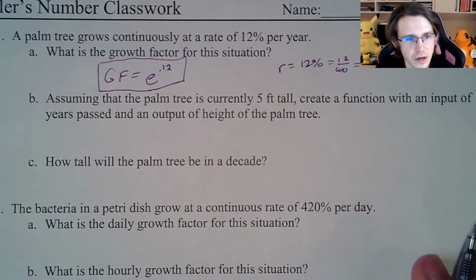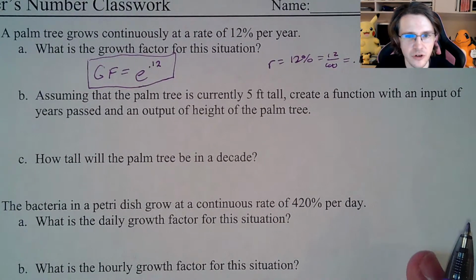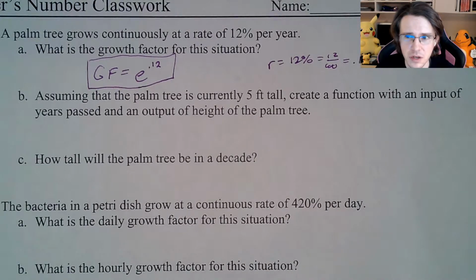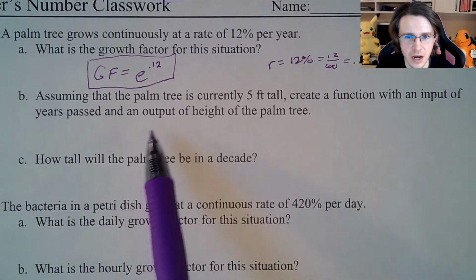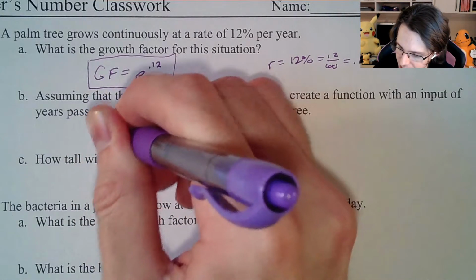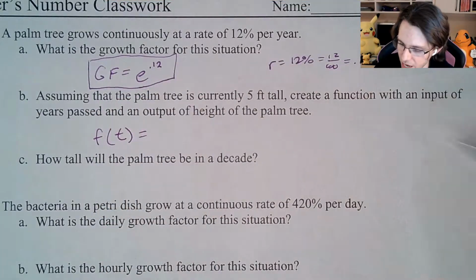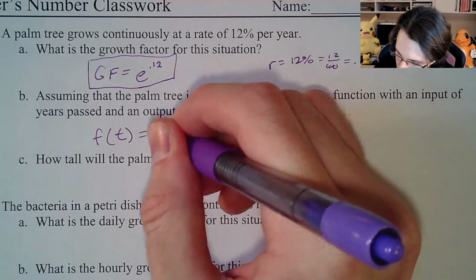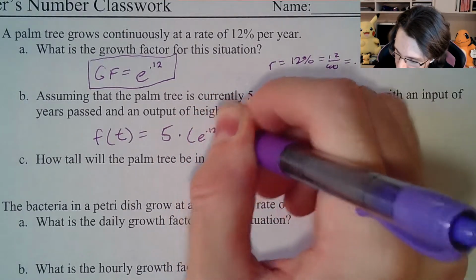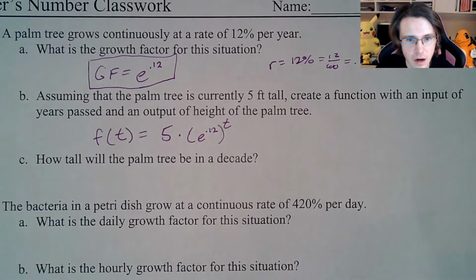For letter B here, assuming that the palm tree is currently 5 feet tall, creating a function with the input of years past and output of height of the palm tree. The idea is your input as time is going to have an output with the initial value of 5 multiplied by the growth factor to the power of time. That's pretty much it. Boom, we're done.